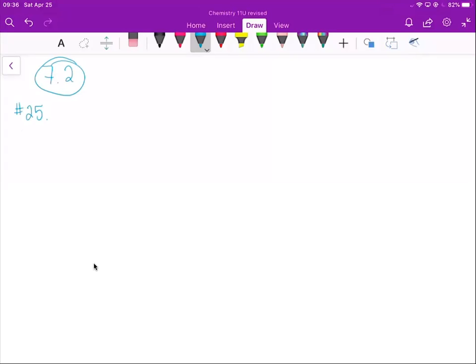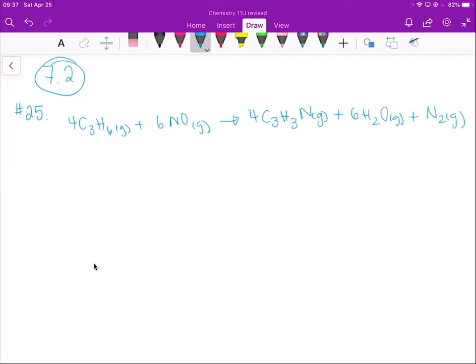So looking at number 25, let's just write this equation out. This is the one where we are using a hydrocarbon and nitrous oxide to form acrylate, is it? Or some sort of synthetic textile. So it's very interesting. Most of our textiles are synthetic, and they come from, believe it or not, fossil fuels.